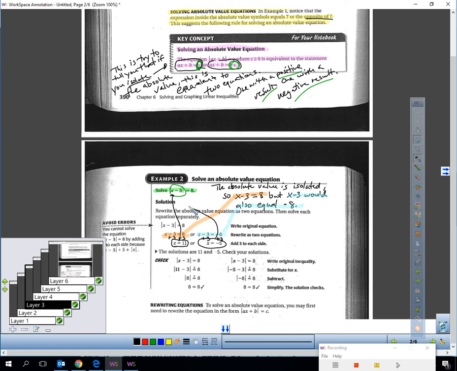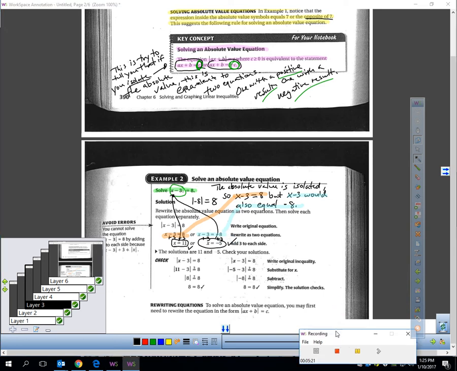Let's put negative 5 in here. Negative 5 minus 3 is negative 8. Is the absolute value of negative 8, 8 away from 0? And I hope you're saying yes, it is. So there are two solutions. 11 can be plugged in and make this statement equal 8, but so can negative 5. Absolute values always have two solutions to them, okay?